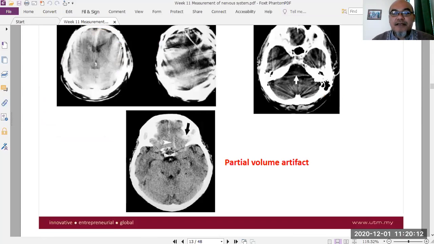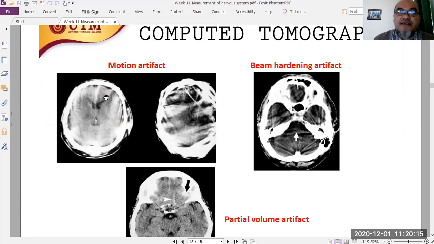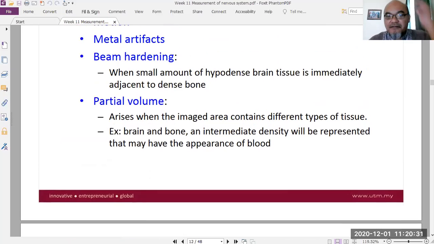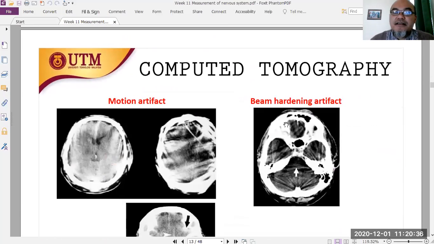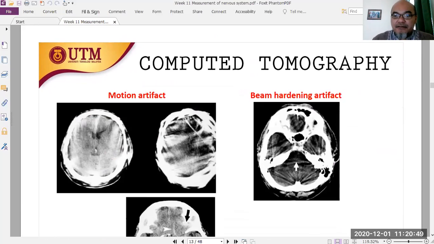So this is how each of the artifacts looks. This is a motion artifact, because the subject moved a little bit, right? So it appears like the head has additional volume, because of the motion of the head, something similar to this. Then this beam hardening effect is when we have a small amount of hypodense brain tissue, like this, near the bone. So it appears like an addition of the bone, while in fact it is brain tissue only, having a little bit higher density compared to the other parts of the brain.